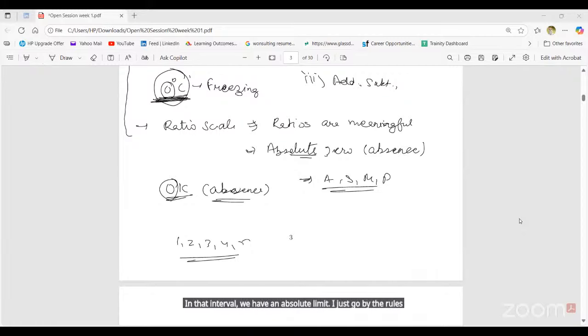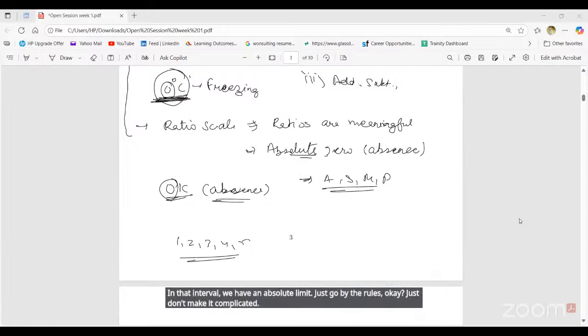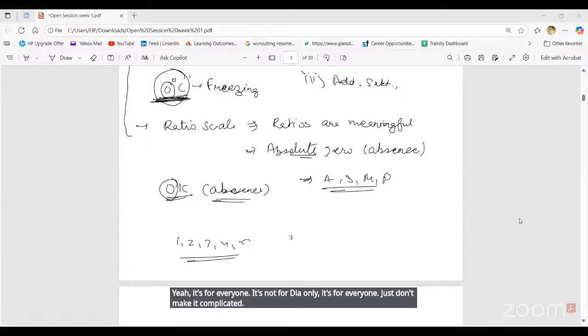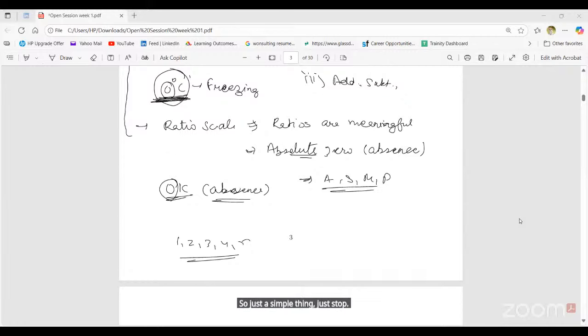Just don't make it complicated. It's just a simple theory. That's it. Okay, ma'am. Thank you. Yeah, it's for everyone. It's not for Dia only. Just don't make it complicated. It's just a simple thing. Just calm your mind and read the question carefully. So Dia, if your doubt is clear, you can lower your hand. Anyone else who's having any doubt?